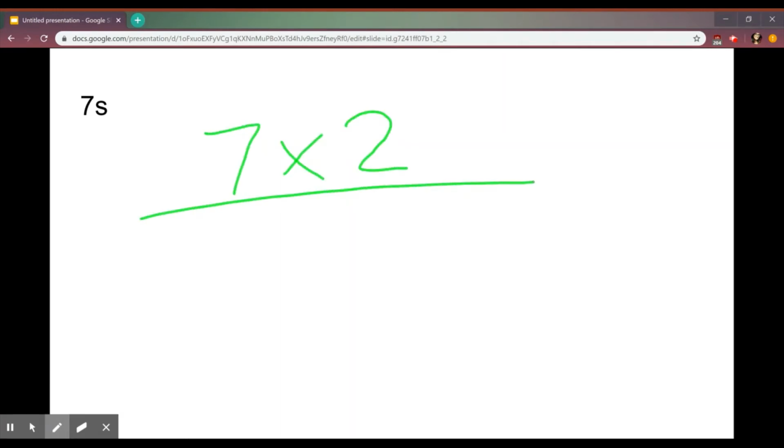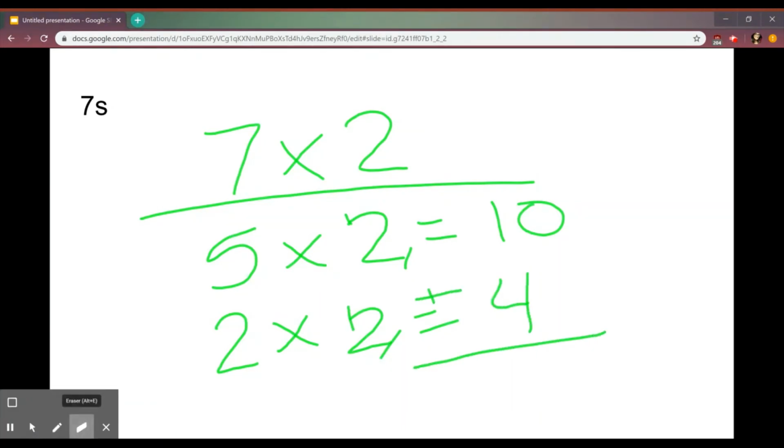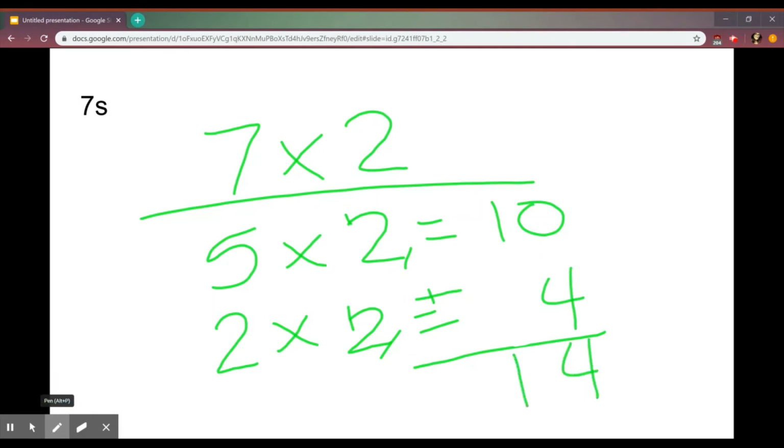I'll do another one. 7 times 2. I'm going to break my 7 into 5 and 2. Keep my other number the same. 5 times 2, 5, 10. 2 times 2, 2, 4. Add those together, and I'm going to scoot my 4 over so it is in the correct place value. 0 plus 4 is 4, 1 plus 0 is 1, that equals 14.